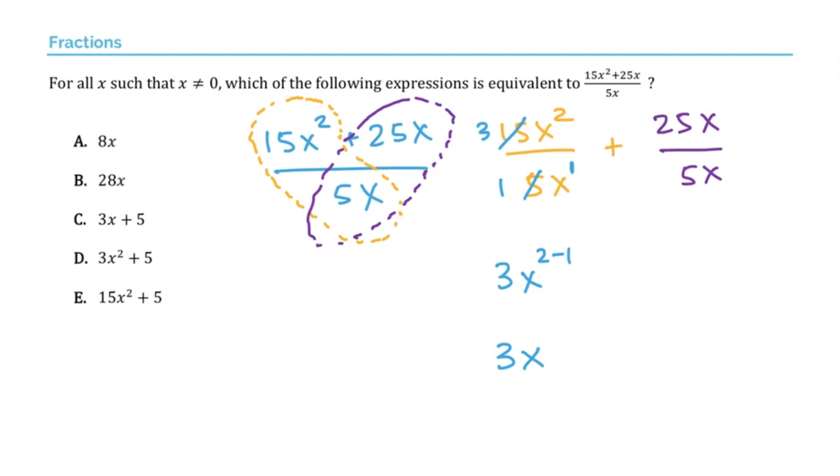So our first part is going to be 3x plus, how do we simplify 25x divided by 5x? Our x's cancel as 1 over 1. 25 divided by 5 is 5 over 1. So 3x plus 5 is our final answer.